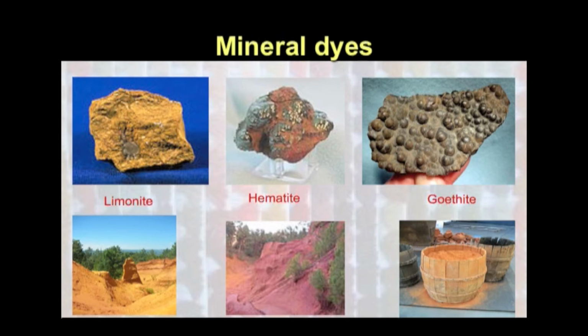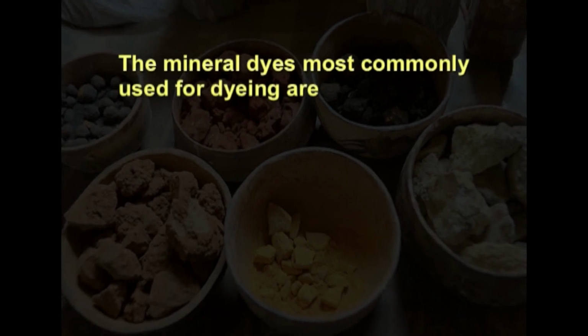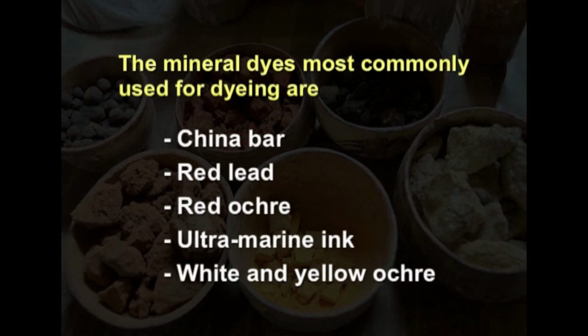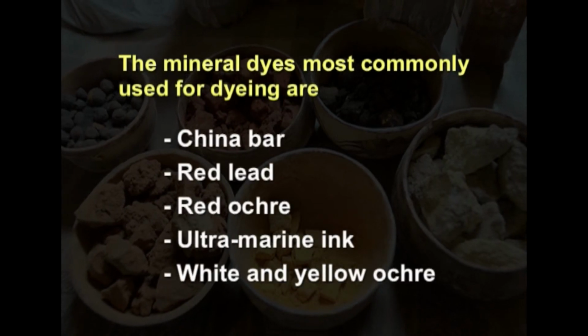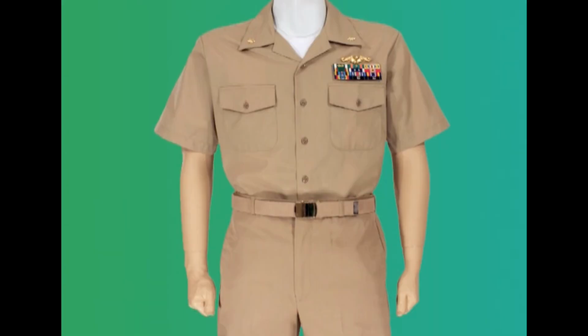And coming to the mineral dyes, these include various metal salts and metal oxides. The metal or mineral dyes most commonly used for dyeing are cinnabar, red lead, red ochre, ultramarine, ink, white and yellow ochre. Mineral khaki, a mineral coloring matter, has been used to dye military uniforms.